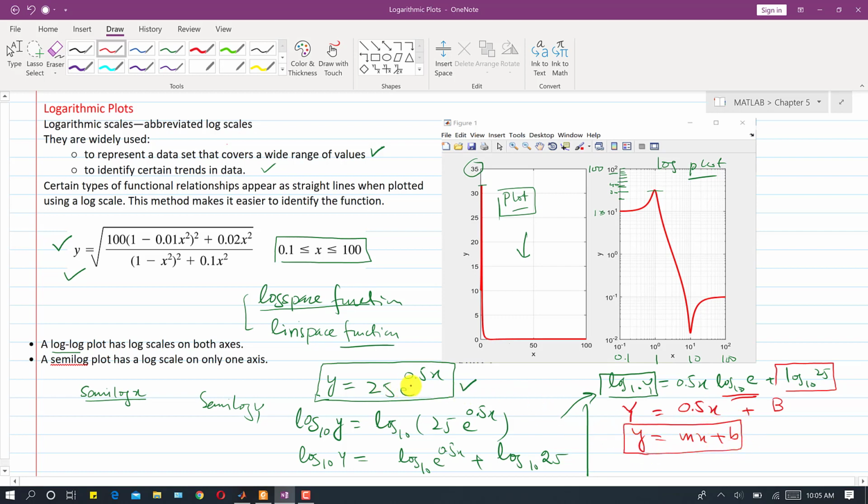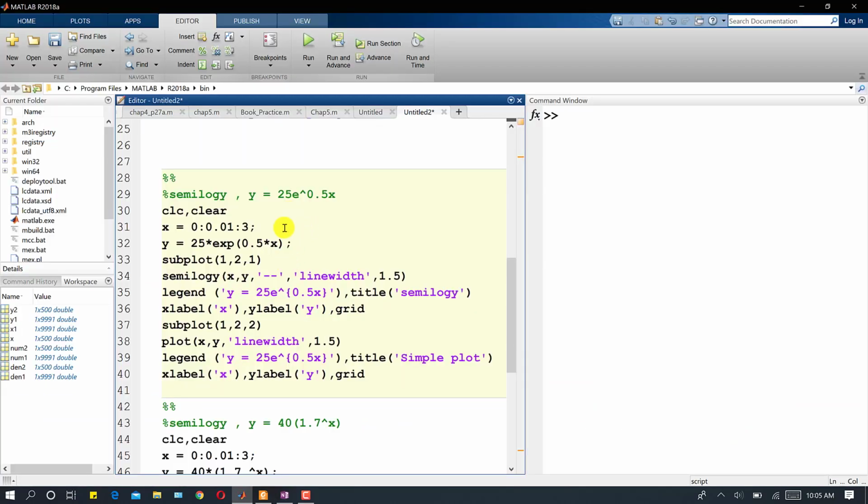Now when we plot such functions on a semilog y plot, we will get a linear line. So for this data, when we plot this function on a semilog y plot, we will get a straight line. And when we plot this on a simple plot, that will be an exponential plot. So let's check. I have this script file already written, that is y equals 25 e to the power 0.5x, and I have defined x values from 0 to 3. Let me run this first.